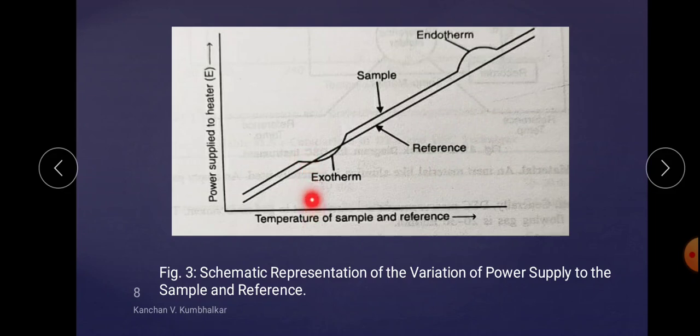Suppose at this temperature level an exothermic reaction has occurred, therefore heat has been liberated. Due to the liberation of heat, the amount of energy or heat requirement to fulfill that reaction is less. So in this region the sample reduces the demand of heating temperature. Hence the power supply to the sample reduces, but the reference isn't affected, so it shows the same slope.